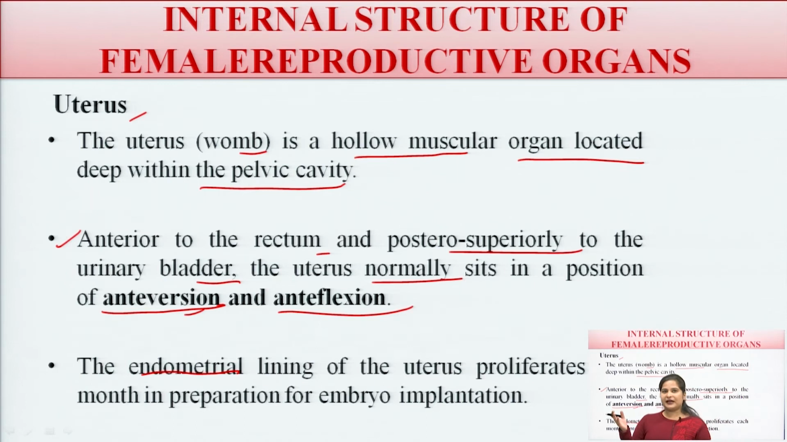The endometrium lining of the uterus: the innermost lining of the uterus is known as the endometrium. The endometrium lining of the uterus proliferates each month in preparation for embryo implantation. So implantation occurs in the inner layer of the uterus, which is called the endometrium.